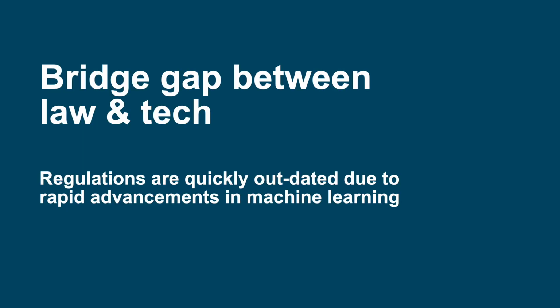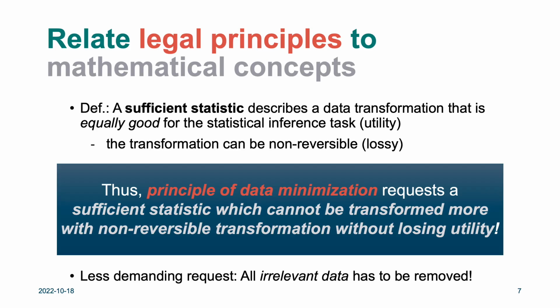One aspect of the multidisciplinary approach is that we can try to bridge the gap between law and technology. We often use terms and concepts quite differently depending on our discipline. And one such notion is that of data minimization. Here we relate the legal principle to a mathematical concept. So let's look at the principle of data minimization as an example. What it means informally is that we only use as much data as is needed to complete a particular task.